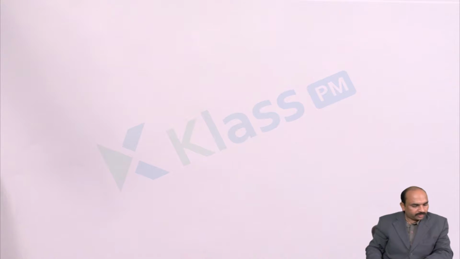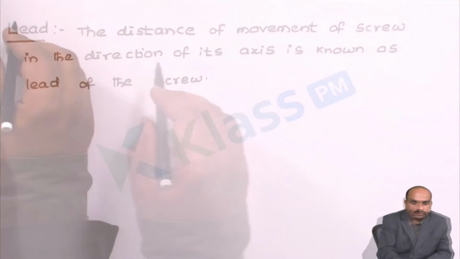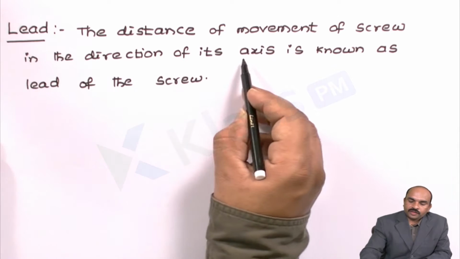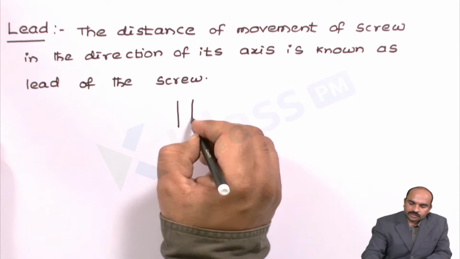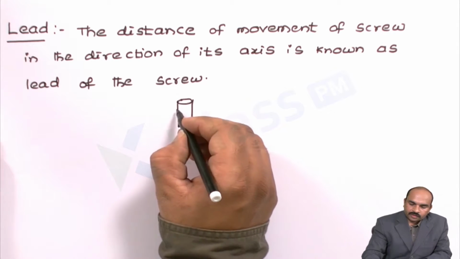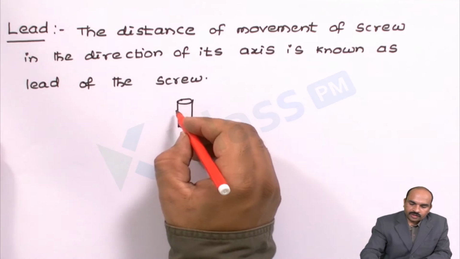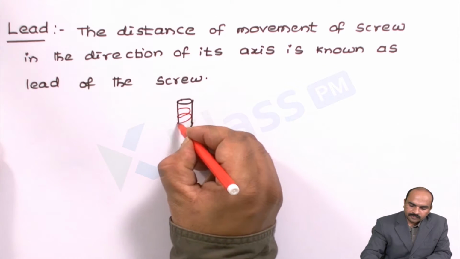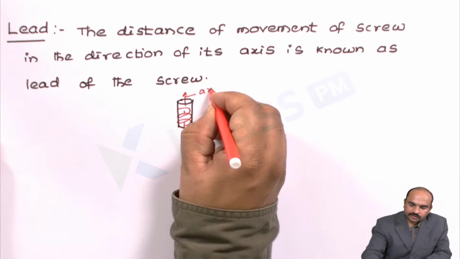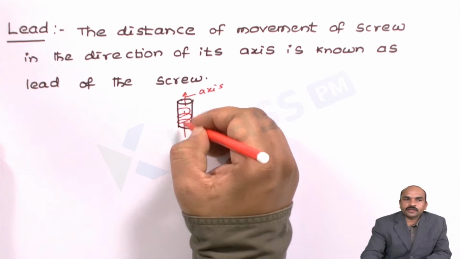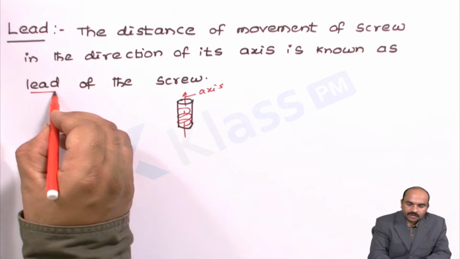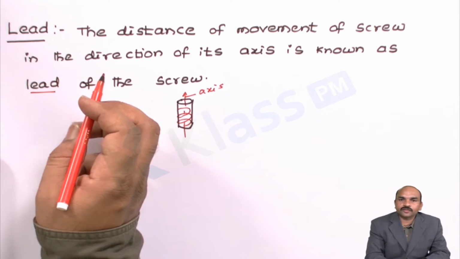Now let us define the lead of the screw. It is the distance of movement of the screw in the direction of the axis of the screw. In the previous figure we have seen that there are threads like this. So along its axis, this is the axis, whatever distance is moved, that distance we call the lead of the screw. So this is the definition of the lead.